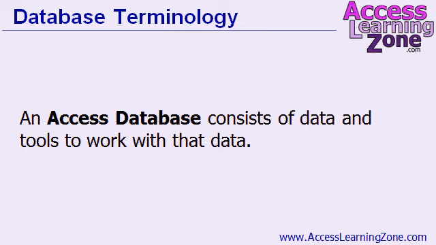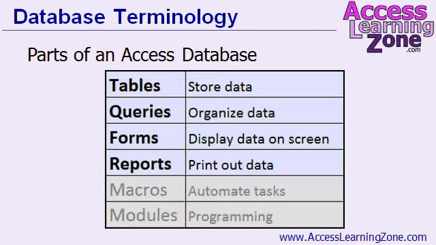An Access database consists of data and the tools to work with that data. What are these tools? An Access database consists of tables, queries, forms, reports, and optionally, macros and modules. Tables are used to store data, queries to organize data, forms to display data on the screen, reports to print out the data, and for advanced users, you can build macros to automate repetitive tasks, and modules, which give you the full Visual Basic programming language inside your Access databases.